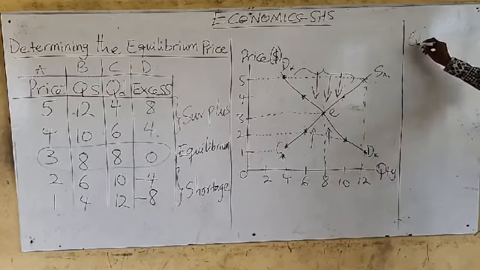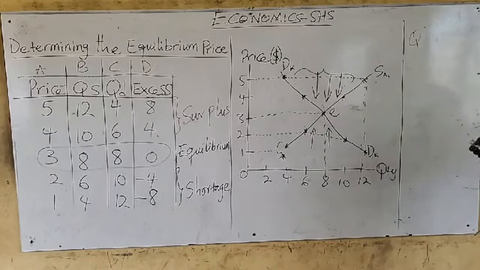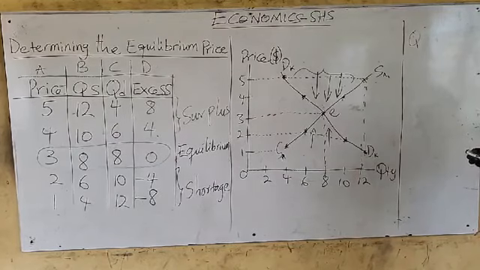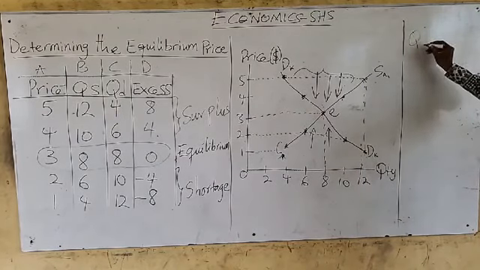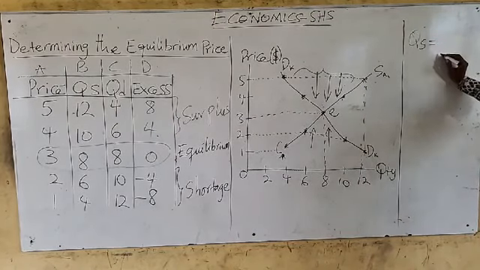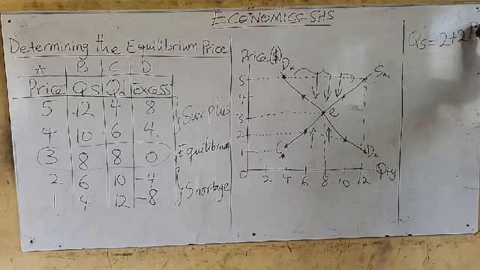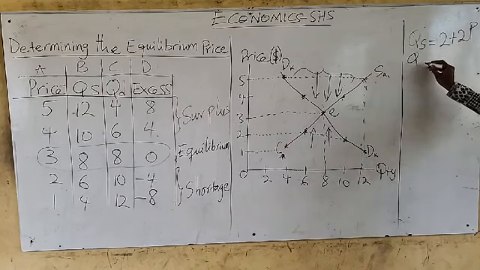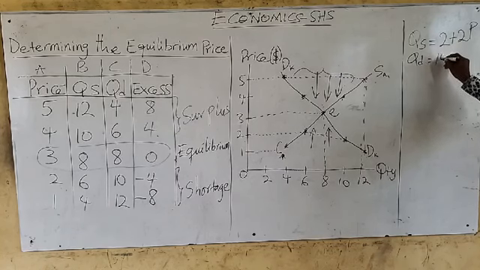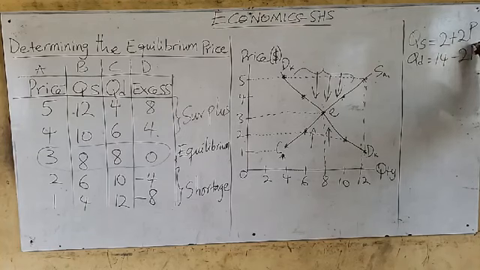The quantity supply equation by Ama is 2 plus 2p. The quantity demanded by Kofi will be 14 minus 2p.